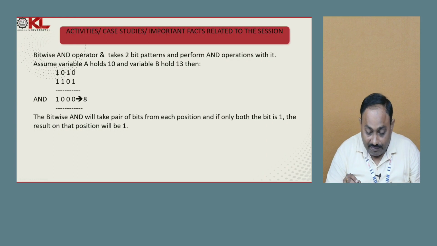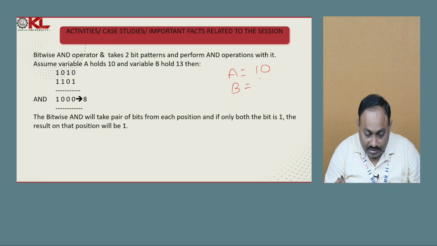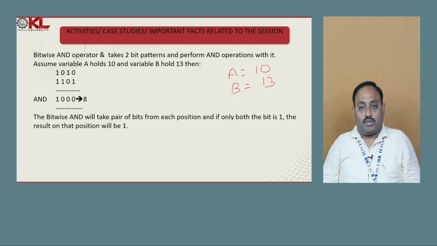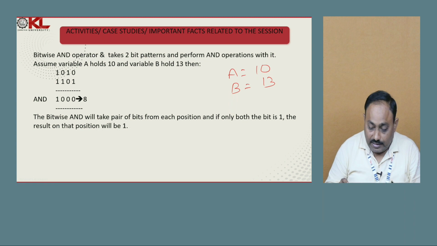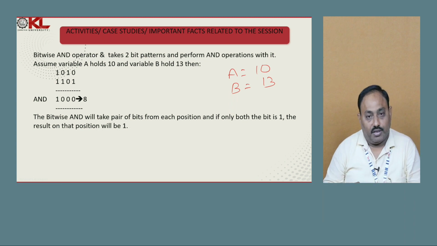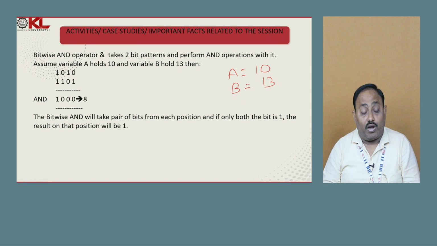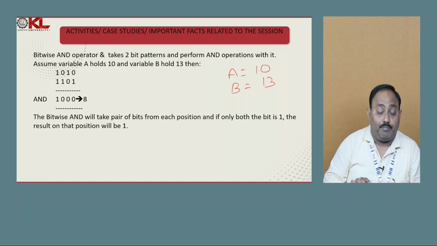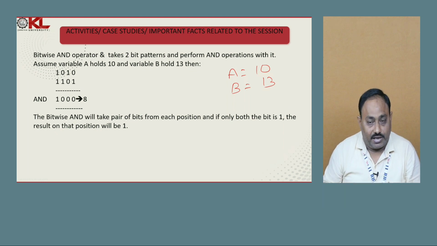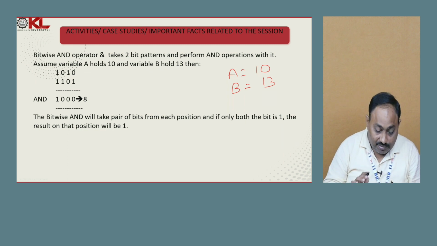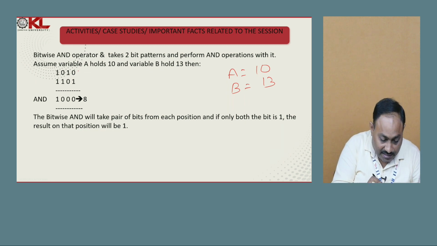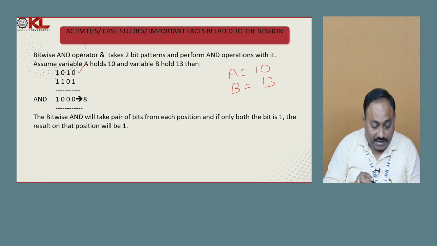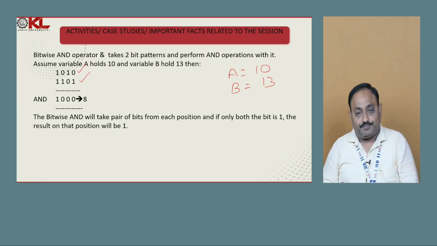Let us consider a value. Let us consider A equal to 10 and B equal to 13. So now I want to perform A bitwise AND B. As I told you, whenever you want to perform bitwise operations, you have to convert data from decimal integer to binary integer. I explained the procedure for how to convert that. So by converting those numbers, I will get this binary equivalent of 10, and this binary equivalent of 13.